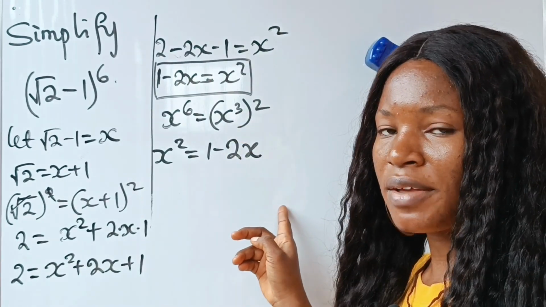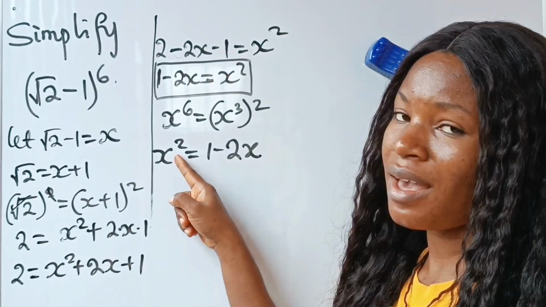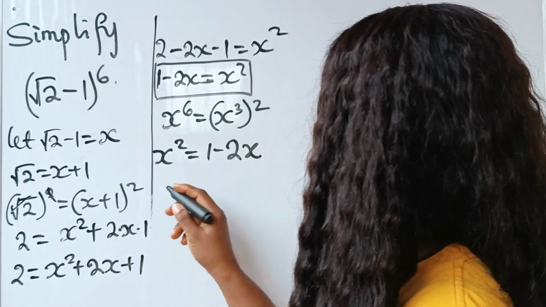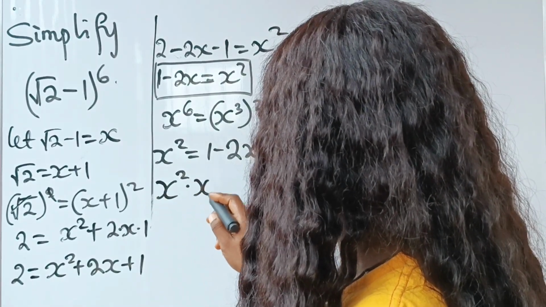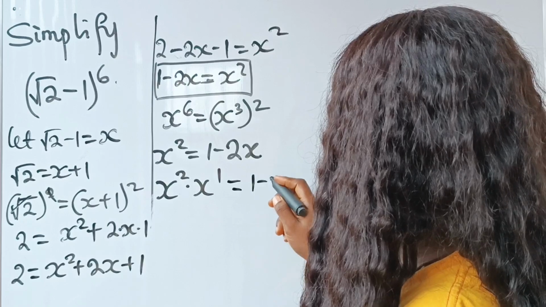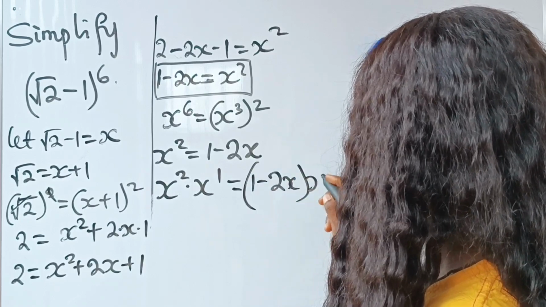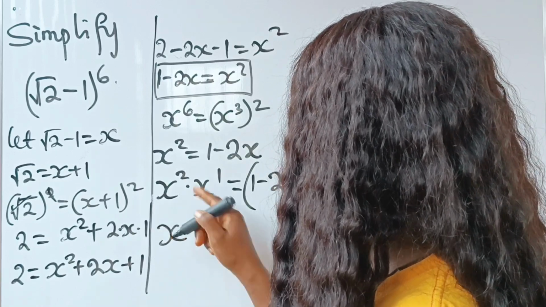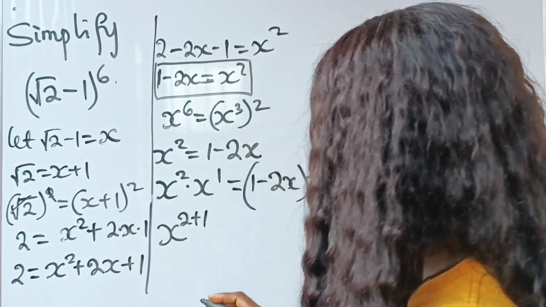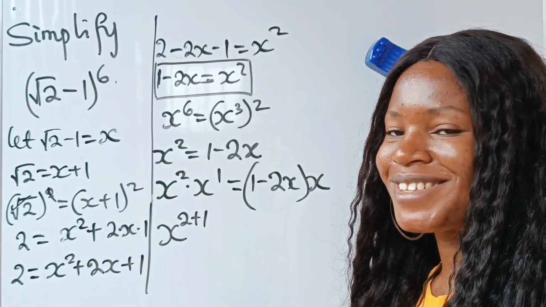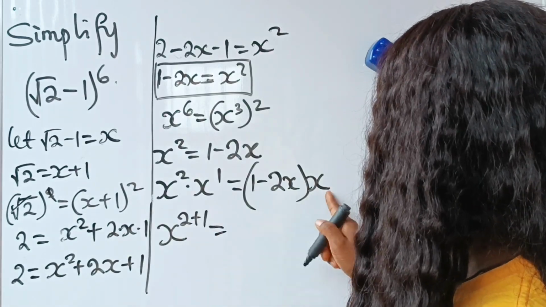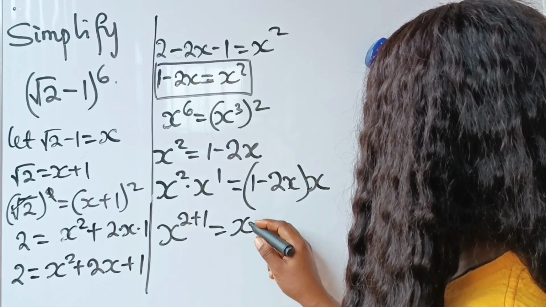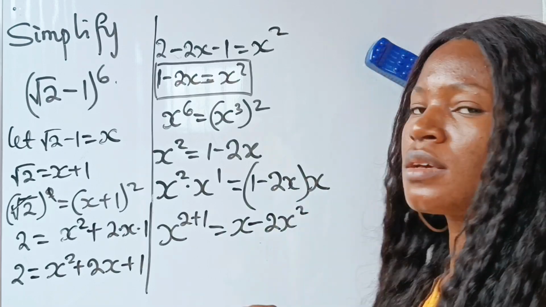Just like I explained right now, I'm going to multiply this side by x. That means I'll also multiply this side by x to balance it. So I'll have x to the power of 2 multiplied by x to the power of 1 is equal to (1 minus 2x) multiplied by x. Based on what I just explained, we have the same base. We are going to pick one and add the powers, 2 plus 1, to get x to the power of 3. Interesting, right? And this is equal to 1 times x, which gives us x, and minus 2x times x, which gives us minus 2x squared.